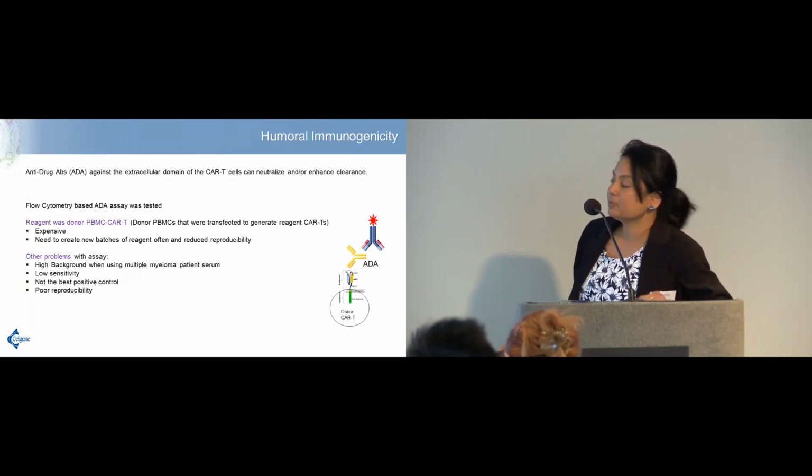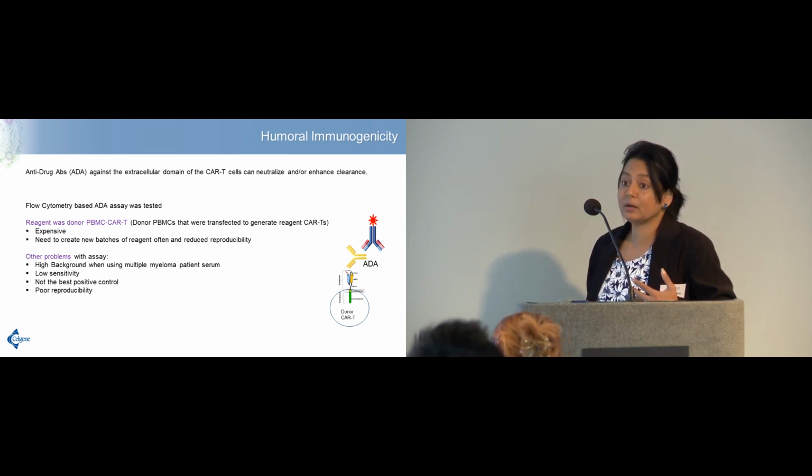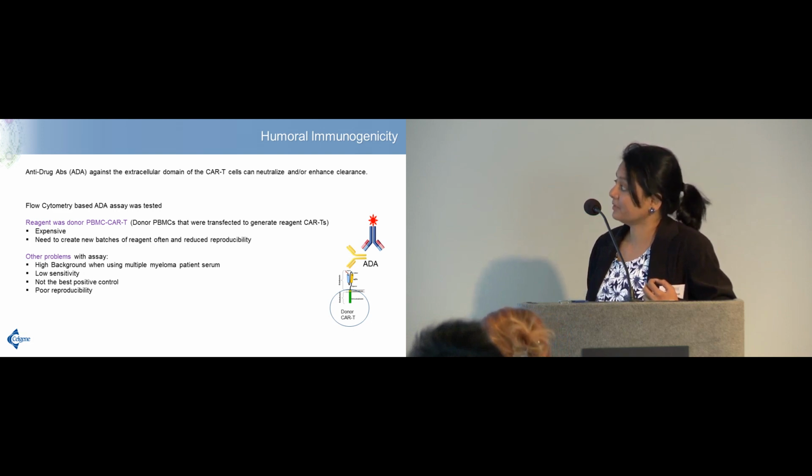I'm going to talk about the humoral response first, a few slides on that. Initially, as we were discussing this internally, the first humoral response assays were done using CAR T cells as a reagent. We took donor PBMCs, turned them into CAR Ts, and used that as a reagent to capture the anti-drug antibodies, which would then bind to the ECD of the CAR Ts, and then to detect this. It was expensive, as you can imagine. We had to make reagent CAR Ts. Reproducibility became a big issue because there was lot-to-lot variability, enough to throw these assays off.